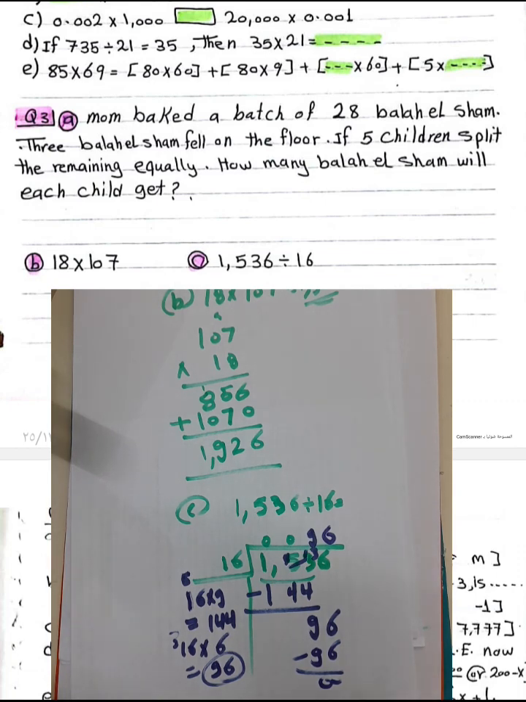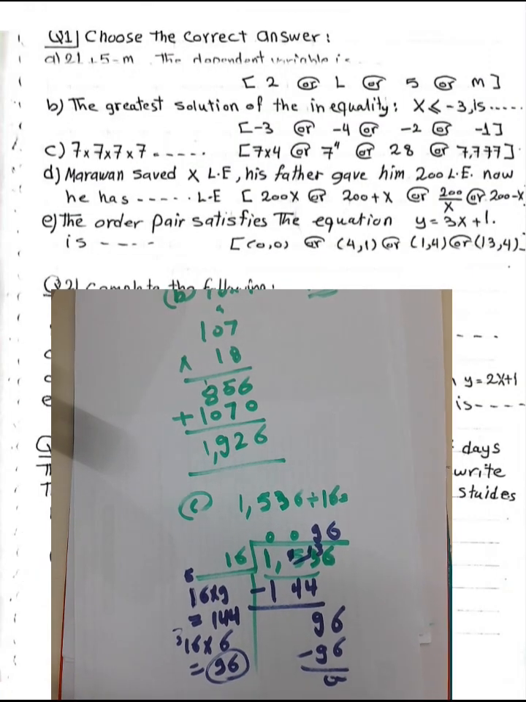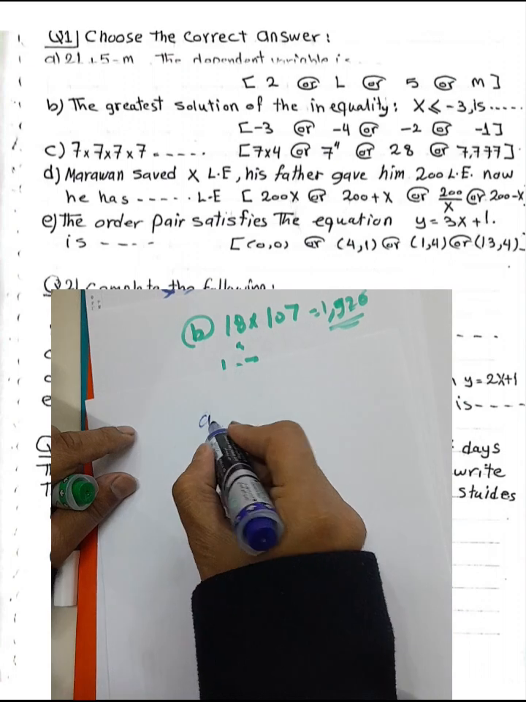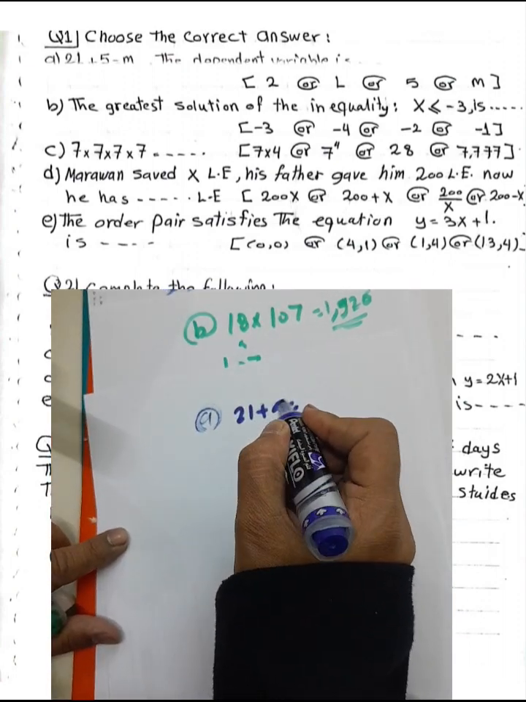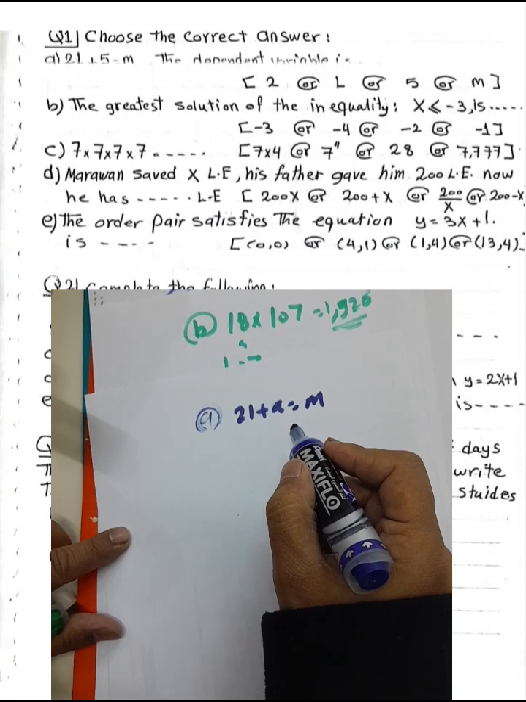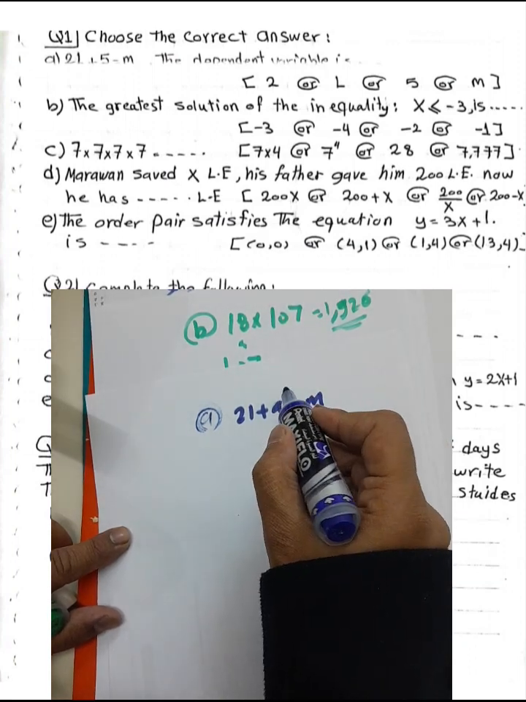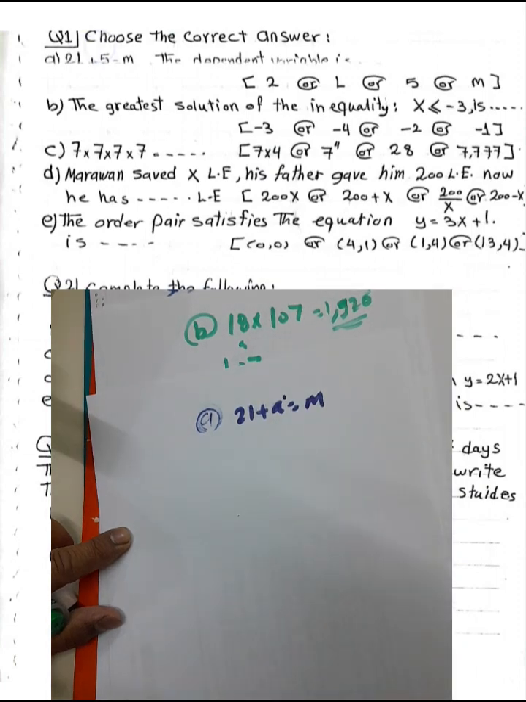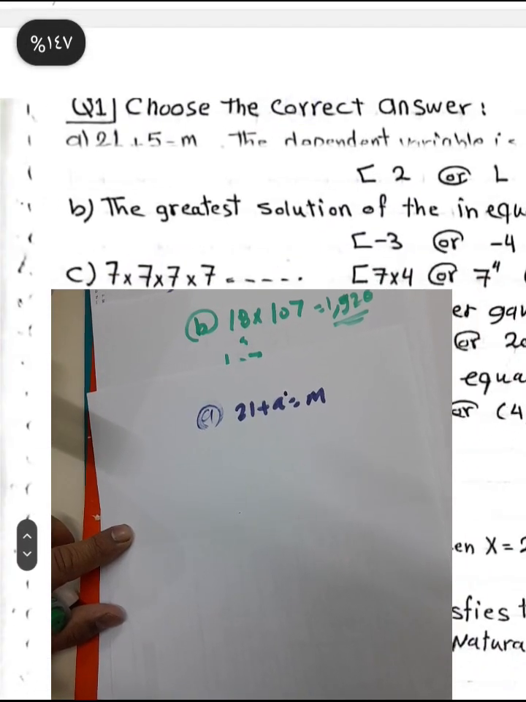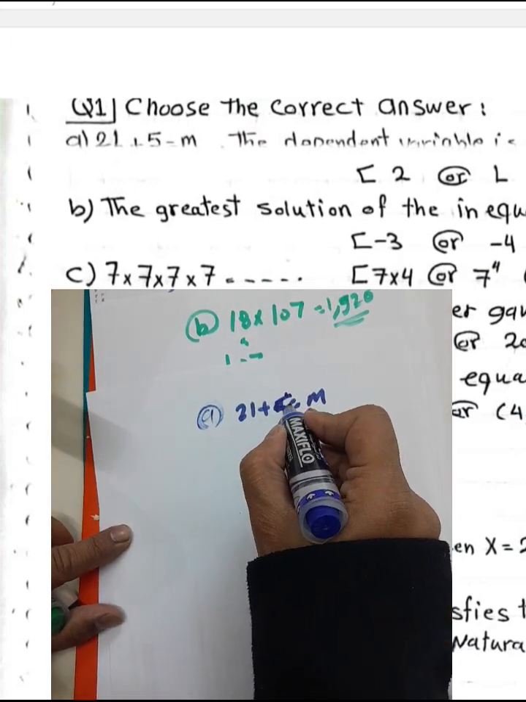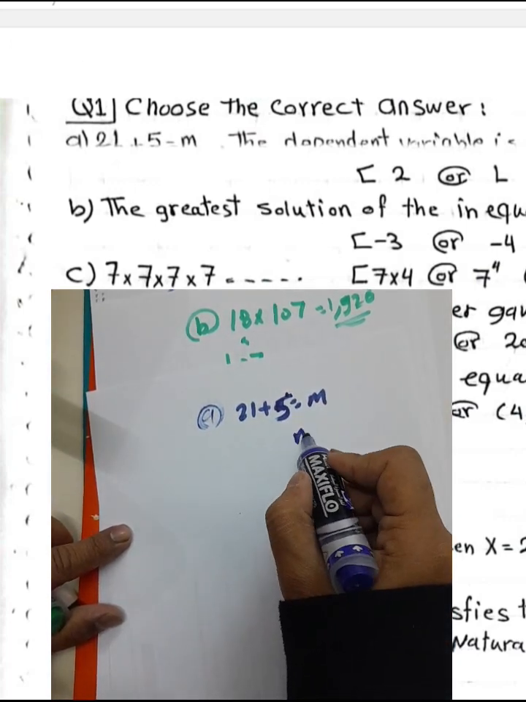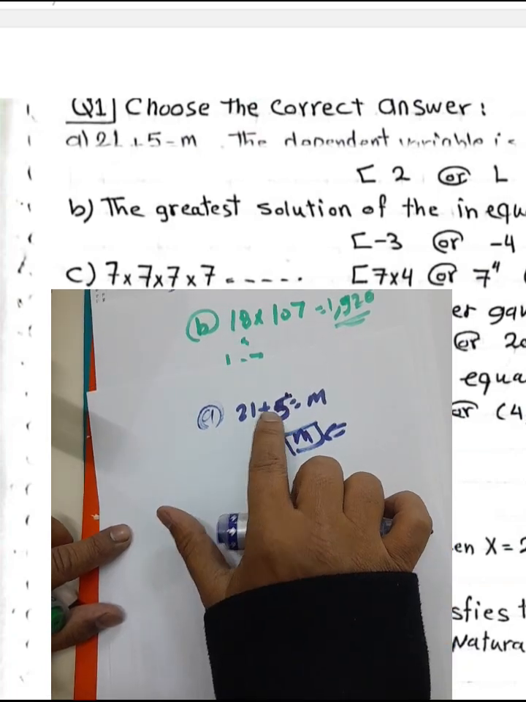Okay. Choose the correct answer. Number 1. Letter A. 21 plus E equals M. Sorry, it was letter E. 20E plus 5. 21 plus 5 equals M. The dependent variable here will be M. M, we call it dependent, but 5, we call it independent.